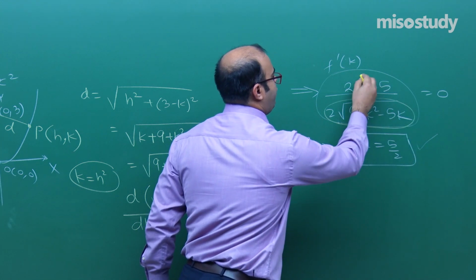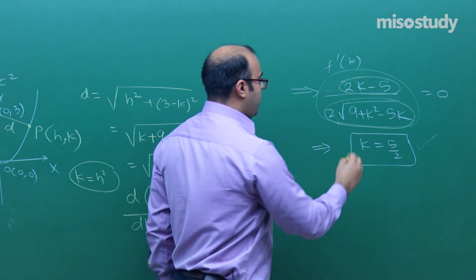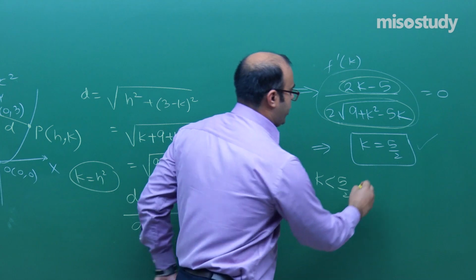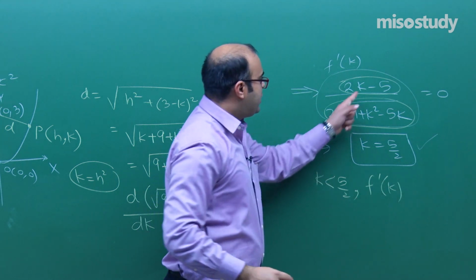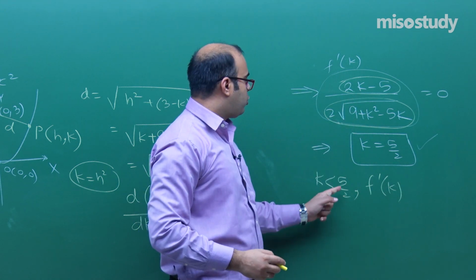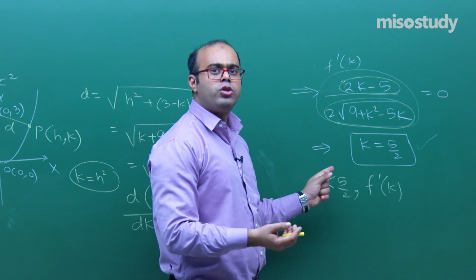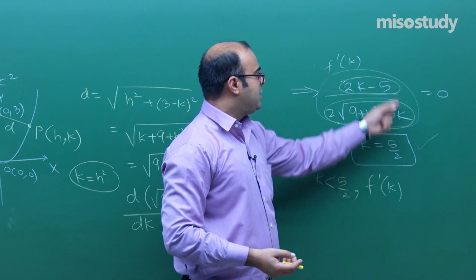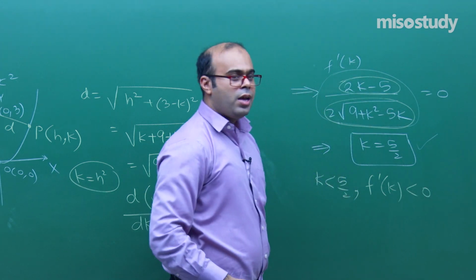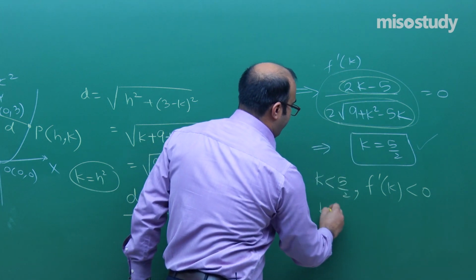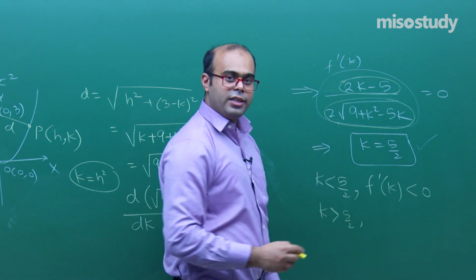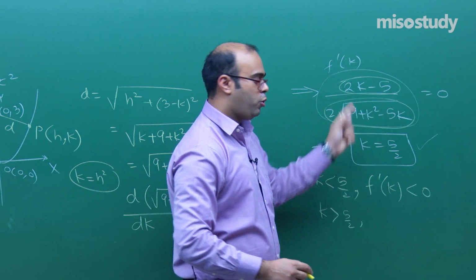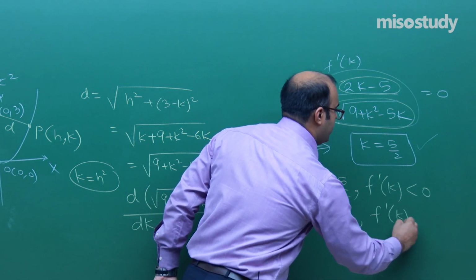Now if k is equal to 5 by 2 is the point, then if k is less than 5 by 2, what will happen to f dash k? Let us see. If k is less than 5 by 2, for example we take 2, which is less than 2.5: 2 into 2 is 4, 4 minus 5 is minus 1. It is a negative value, less than 0. If k is greater than 5 by 2, let us take 3, which is greater than 2.5: 3 into 2 is 6, 6 minus 5 is 1. Denominator is already positive, so f dash of k is positive.